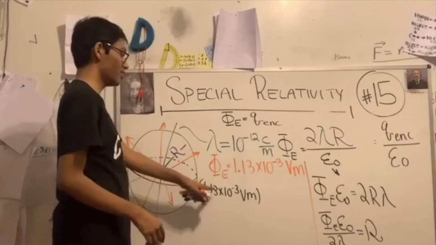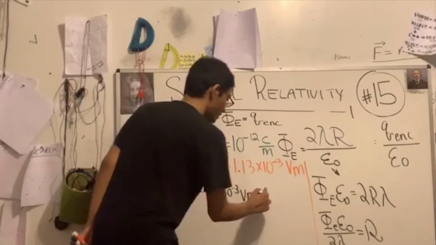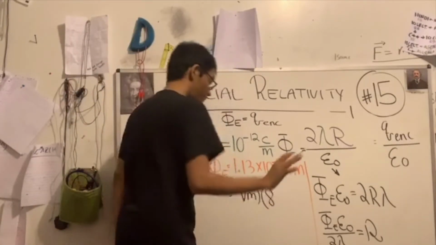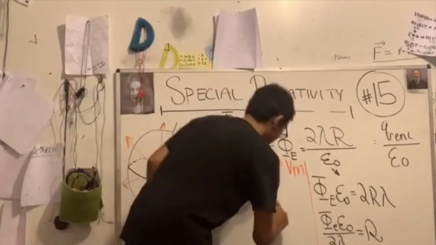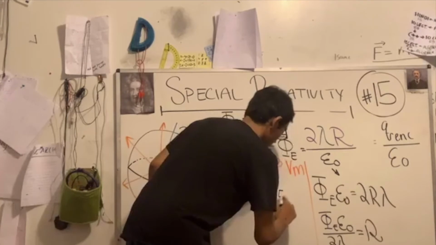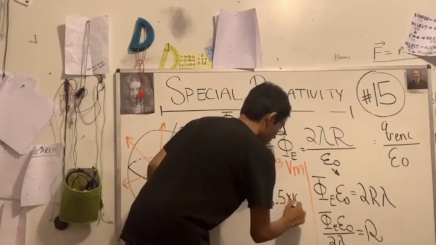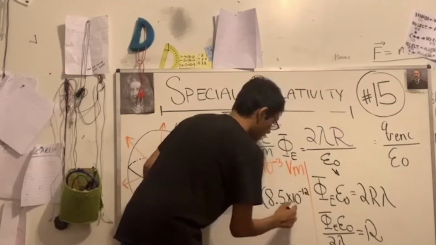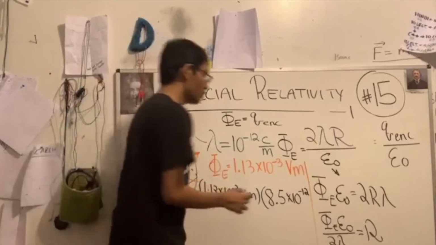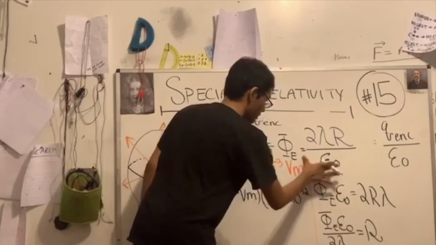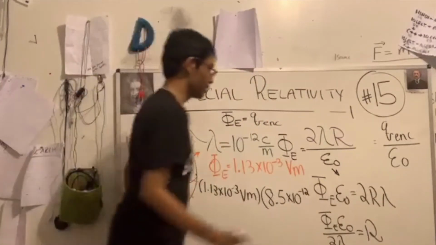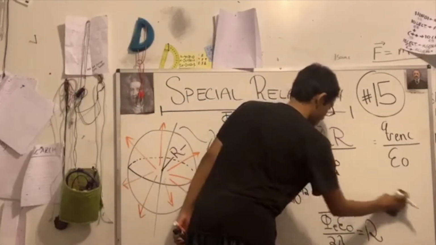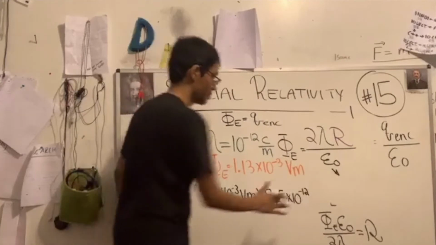And that's going to be multiplied by my electric permittivity, the permittivity of free space, which is simply going to be what? 8.55 times 10 to the negative 12. 10 to the negative 12 what? Coulombs over volts meters. Okay, so hopefully you don't forget that. Coulombs over volts meters.